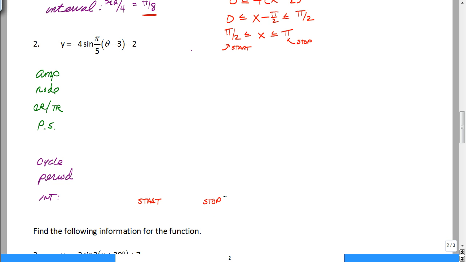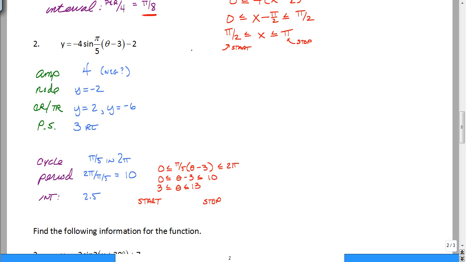So pause the video and find all of the important information first. Go get it. So let's see if you have all your important information correct. Your amplitude is 4. I know what you're thinking. It's a -4. The only thing that negative is going to do is make sure it starts by going down first instead of going up.